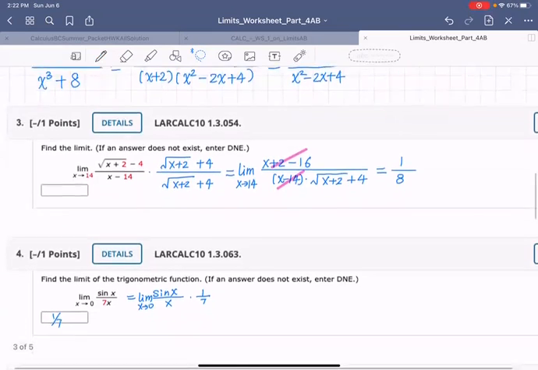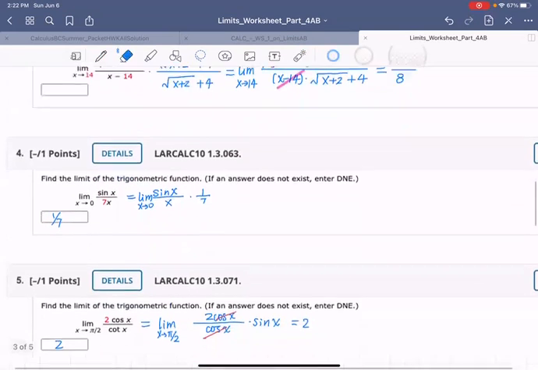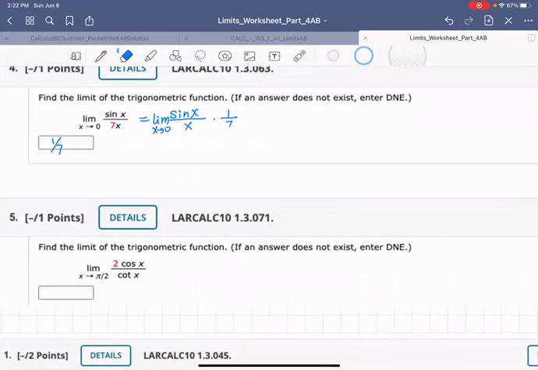Now next one. Our next one is too easy. We can take this guy like that, and this is 1 over 7. We can skip this one. This is too easy. Next one. Everybody go ahead, do this question by yourself and then text me your answer, okay?